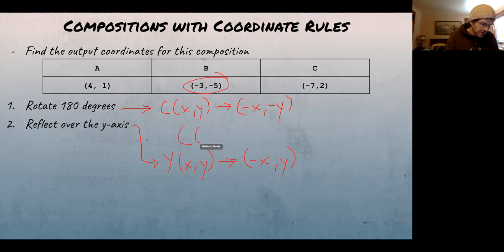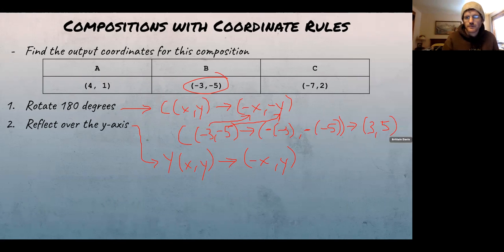So I start with a 180 degree rotation of negative 3, negative 5. And when I plug that in, the negative 3 gets plugged in for x, the negative 5 gets plugged in for y, so it's negative, negative 3, and negative, negative 5, which becomes positive 3, positive 5. This becomes my input for the next coordinate rule. So y of positive 3, positive 5.